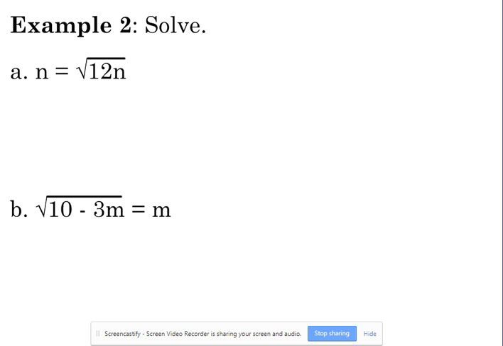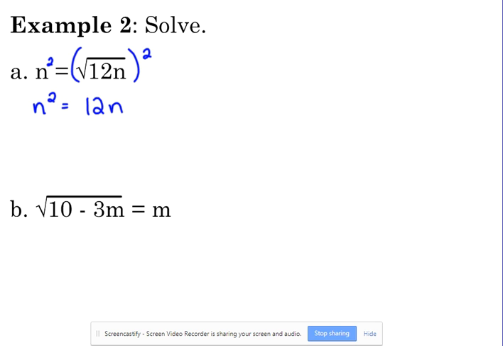So with this first example, we've got n is equal to the square root of 12n. So the square root's already isolated. Our first step is to square both sides. So when we do that, we end up with n squared is equal to 12n.